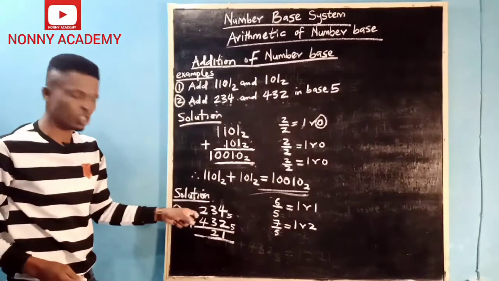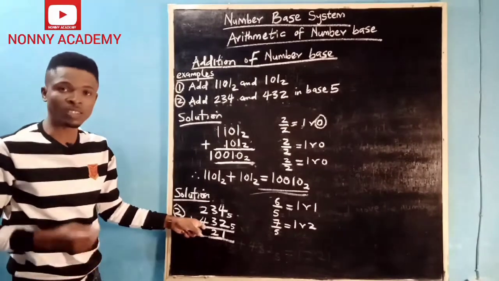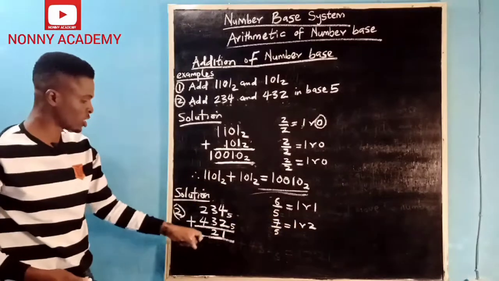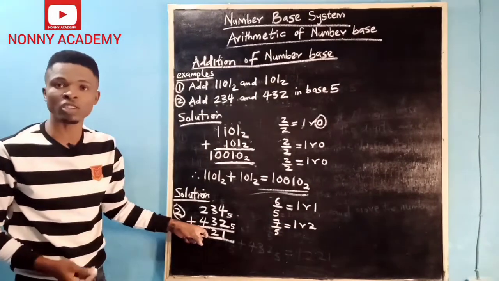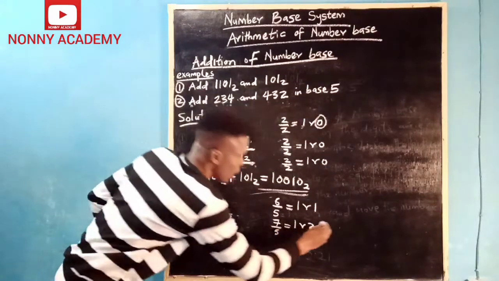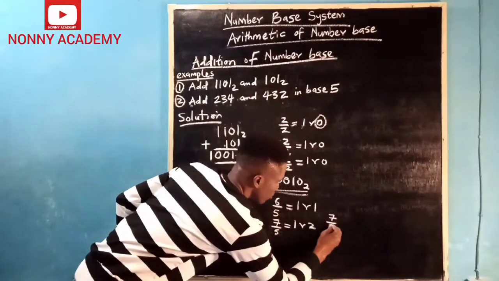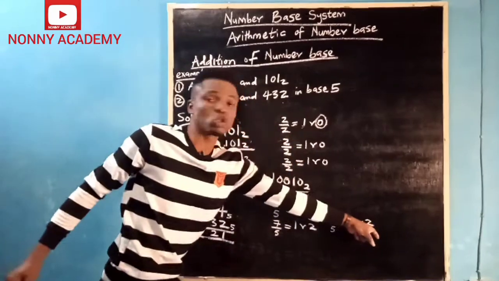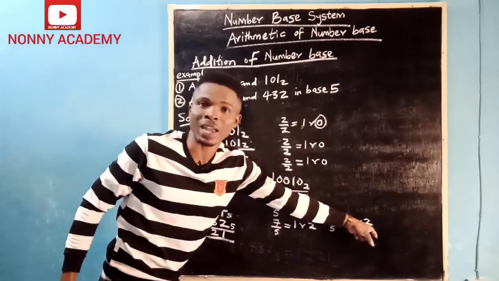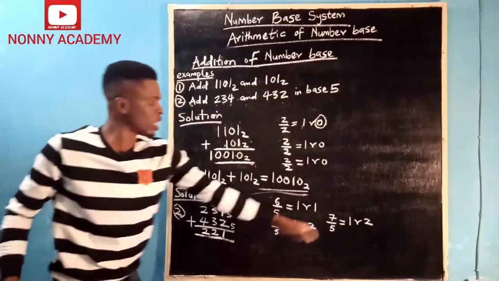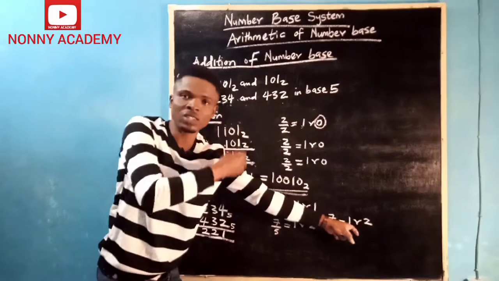The next digit says 2 plus 4 is 6, plus this one, which is 7. I will not take 7 as my answer because 7 is greater than the base, which is 5. So I will repeat the same process. I will say 7 divided by 5, which is 1 remainder 2. I will take 2, which is the remainder, as my answer. So I have 2. Then I will take 1 to the next digit.